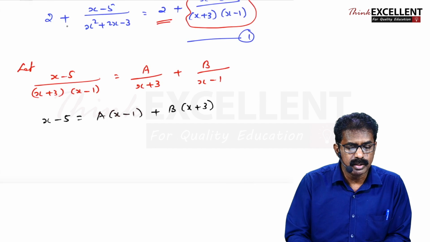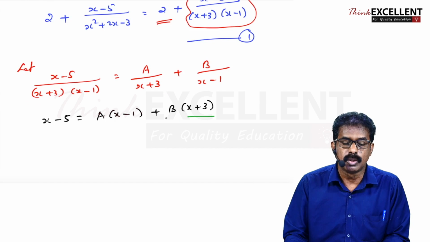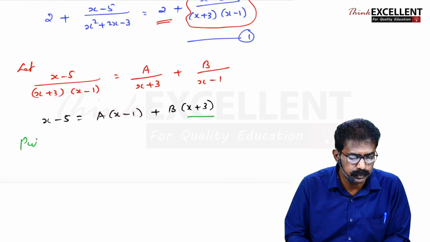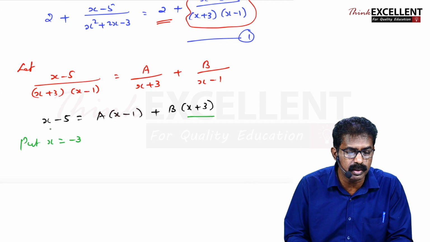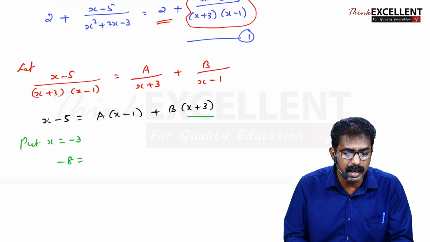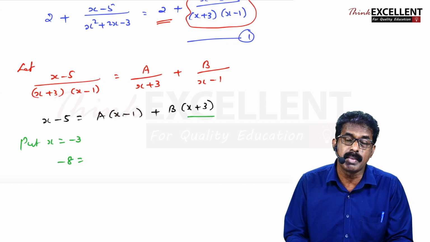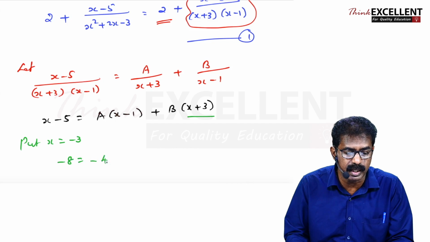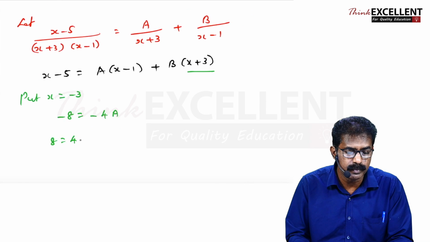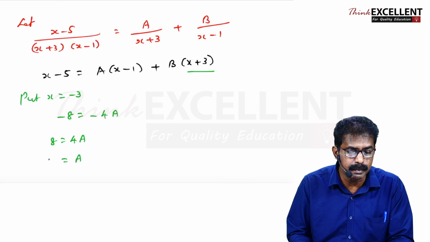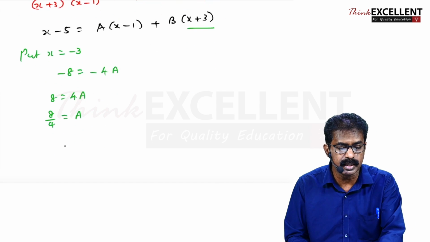To find a value, make this part 0. So put x equal to minus 3. When you put x equal to minus 3, see what you are getting? Minus 3 minus 5, it is minus 8. You are giving minus 3, so minus 3 minus 1, minus 4, right? Minus 4a. Change the sign throughout. So 8 equal to 4a, or a equal to 8 by 4. You are getting a equal to 2.